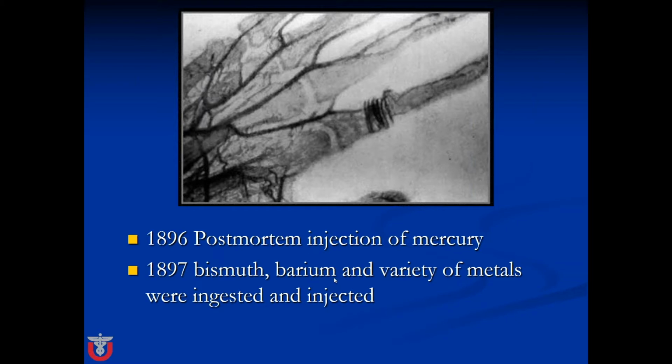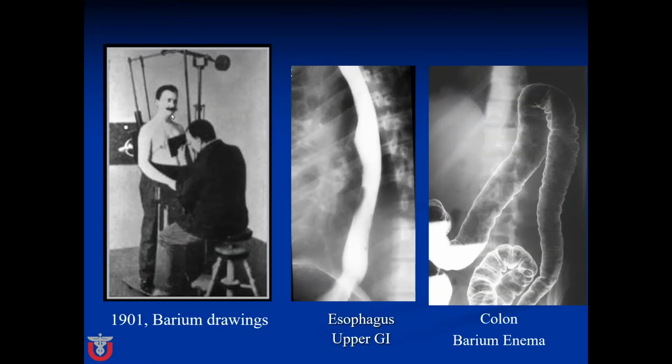One was barium, which actually turned out to be pretty helpful, because what they would do is they would have a patient swallow the barium and then draw on the patient. You can see where they've outlined the lung here. Draw on the patient where their organs were.